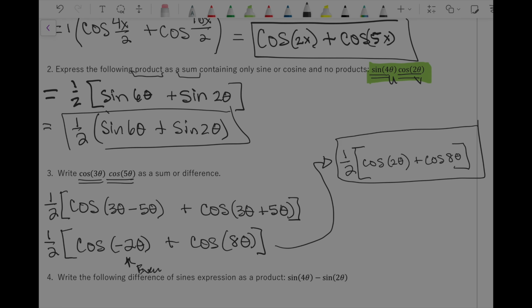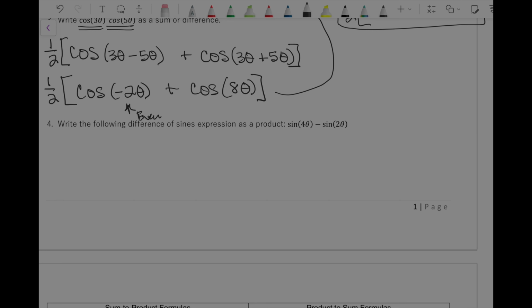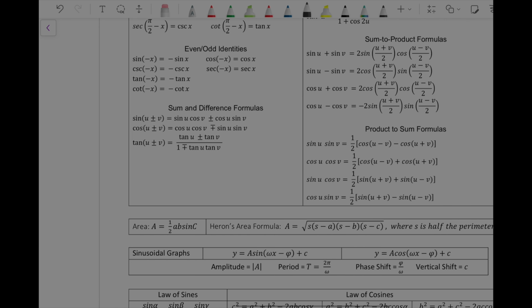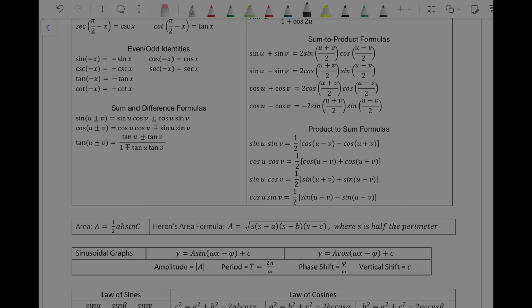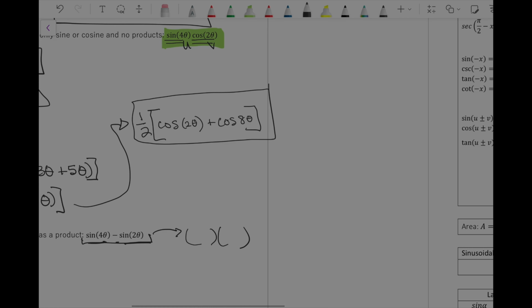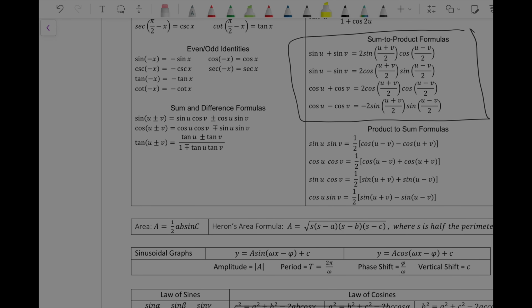All right, moving on. Now we're going to write the following differences of sines as a product. So now we're subtracting, and I want to convert it to a product. So let's go to our formulas. I put them here also. So we have a sum, and I want to change it to a product. So I would use this formula, or one of those. Let's see, which one do I want? I have a sine minus a sine. So this is the formula I want.